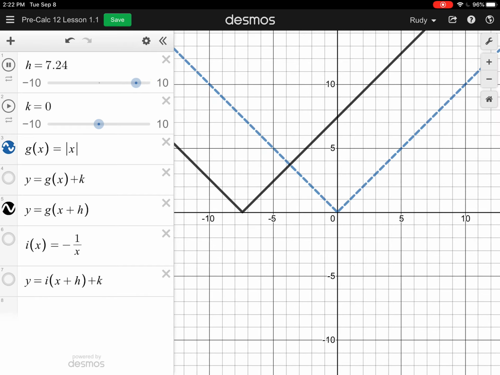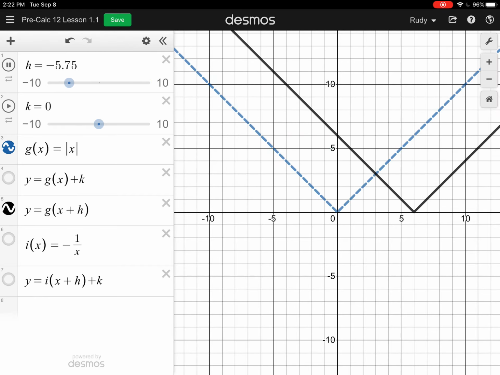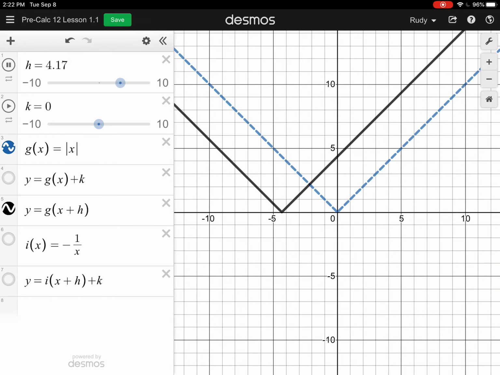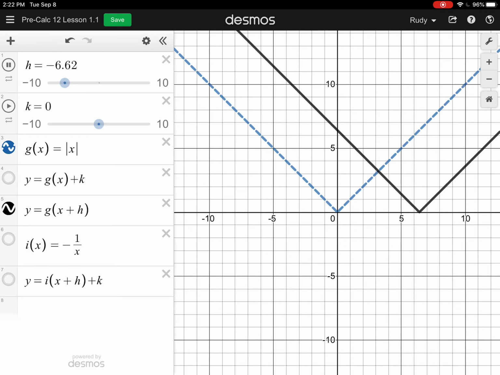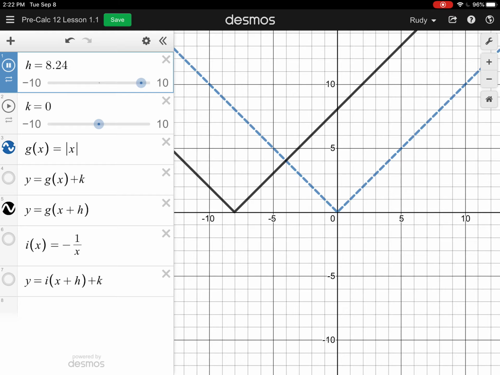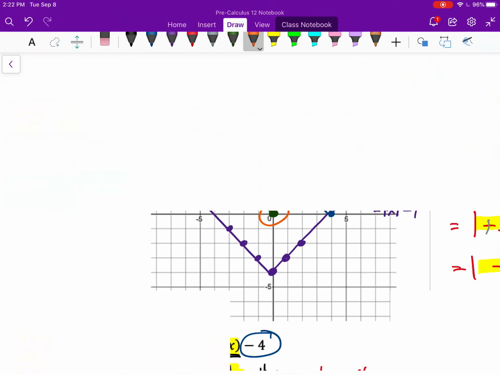And if I just let it go by itself, notice anytime h is negative, the graph is on the right of where the absolute value of x is. Anytime h is positive, it's the other way around. And again, no differences in ideas between this and with quadratics. So let me pause that, and let's get back to this.